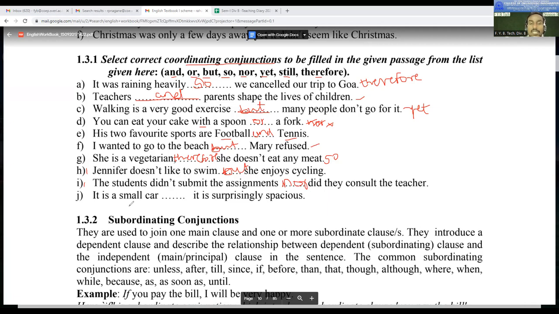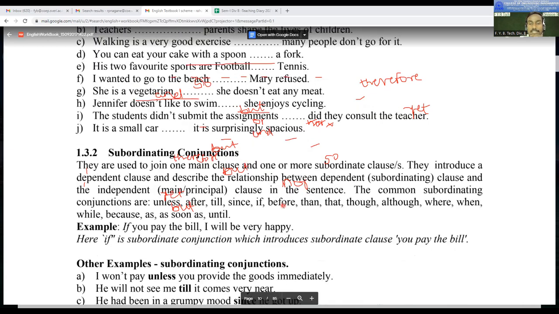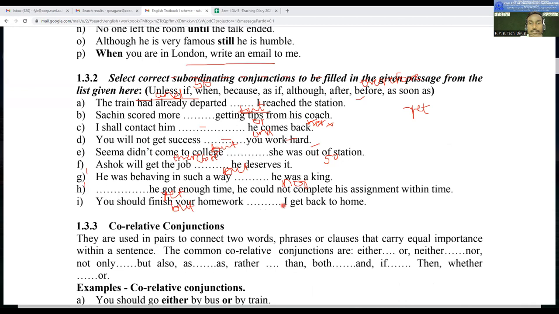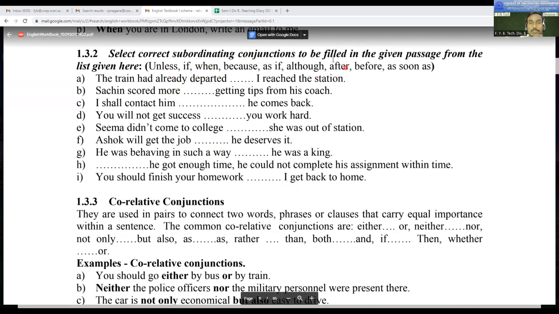And here's the last one. It is a small car, dash. It is surprisingly spacious. Here you can use but. Okay. So this way people can think of some of the exercise that you can find out and try to solve it. Let's go to another exercise that you people can think of here and you just try to solve. Similar question is here.